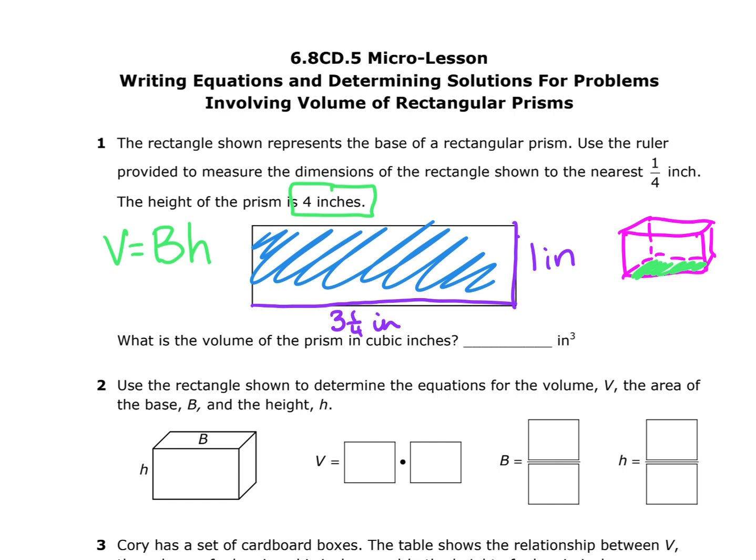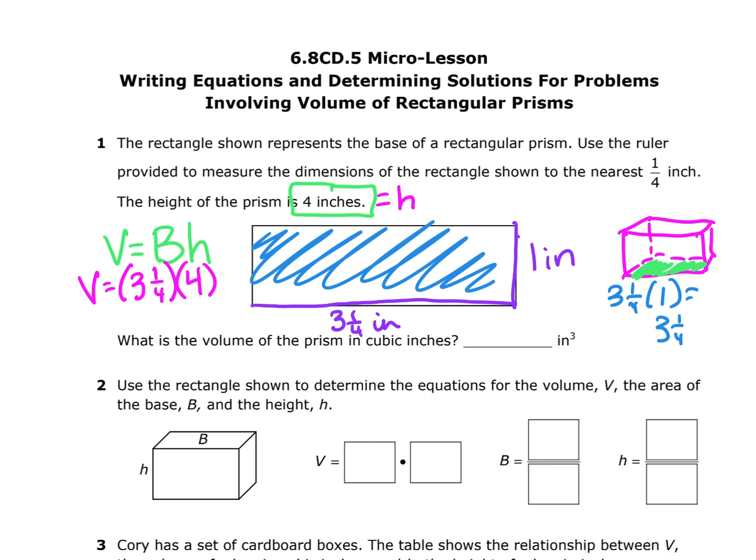All right, so we've got to find the area of this entire thing first. So when we multiply 1 times 3 1/4, it's going to just give me 3 1/4. So we know now that the area of the base is 3 1/4. Then we know that the height is going to be 4. So let's substitute in: volume is equal to 3 1/4 times 4.